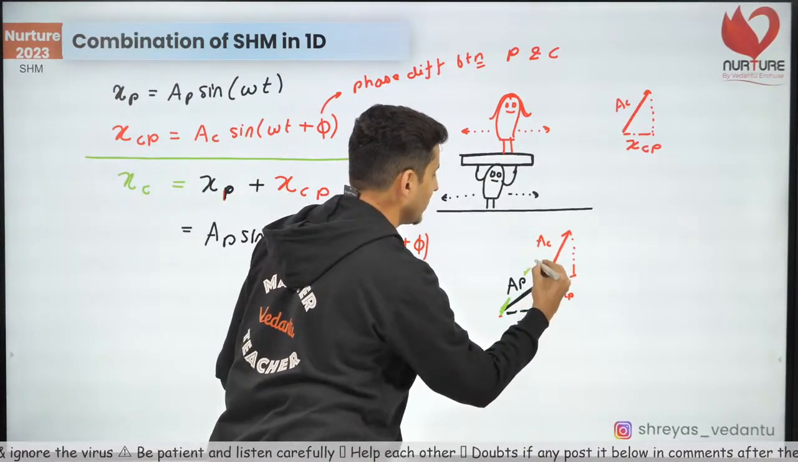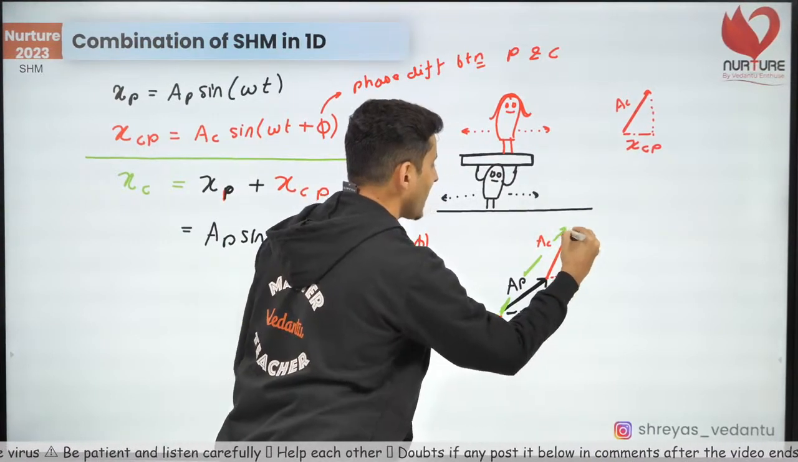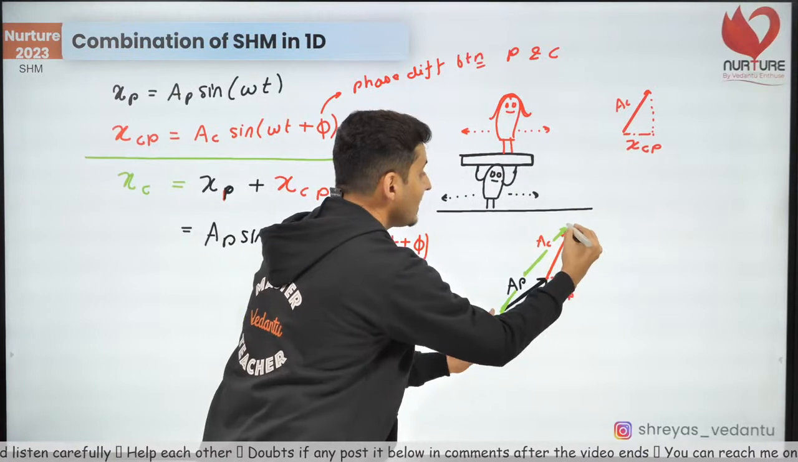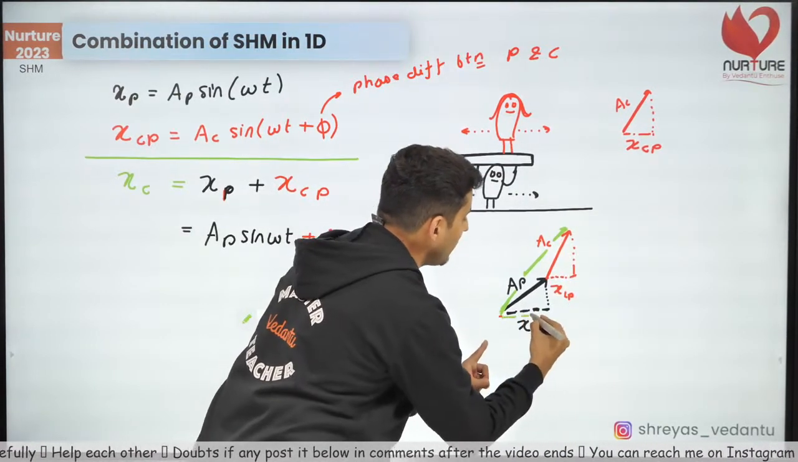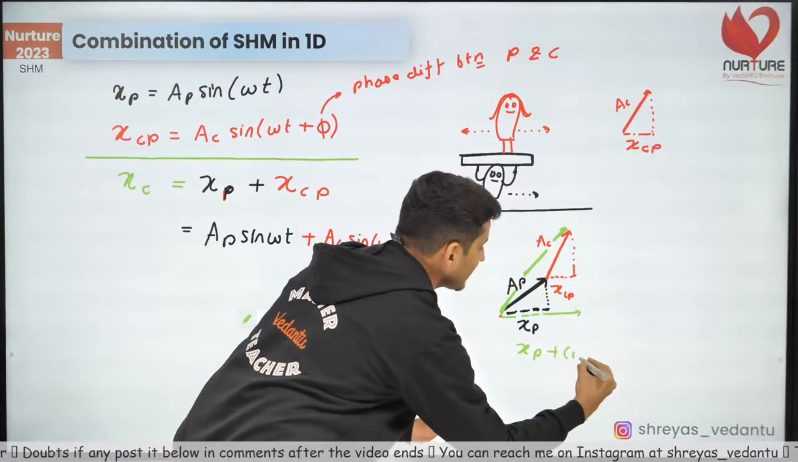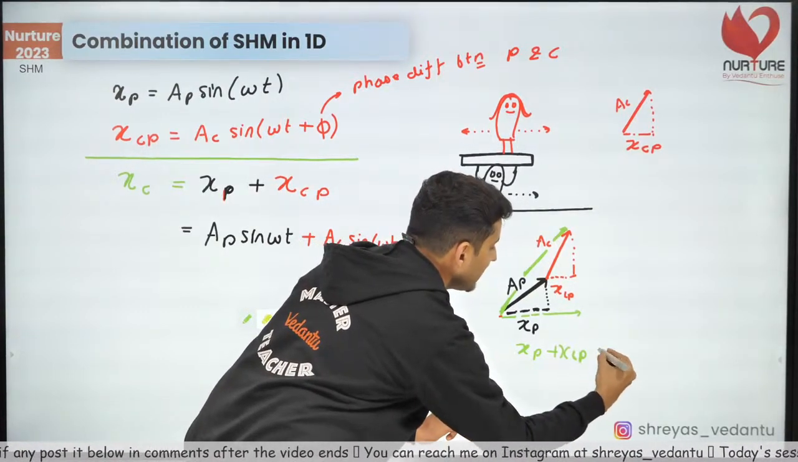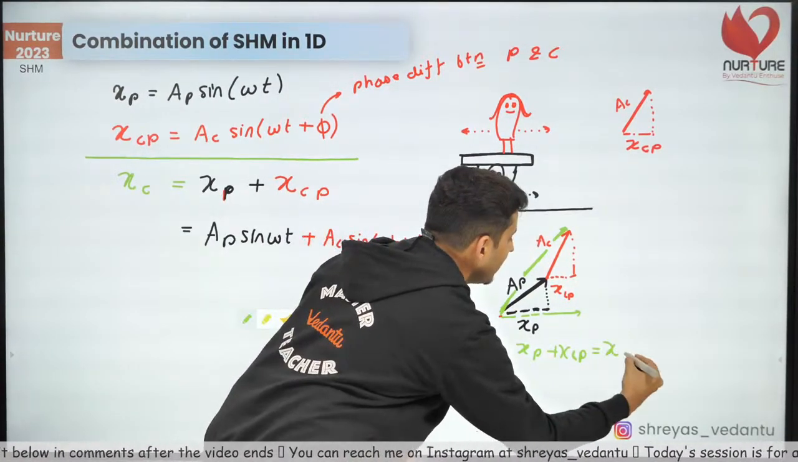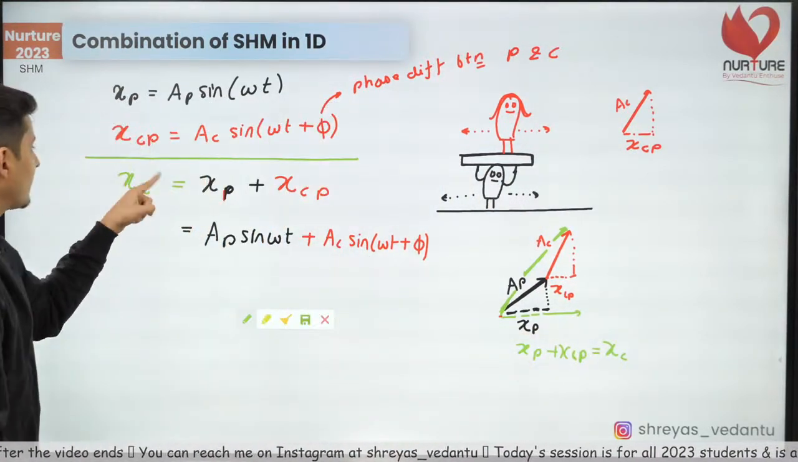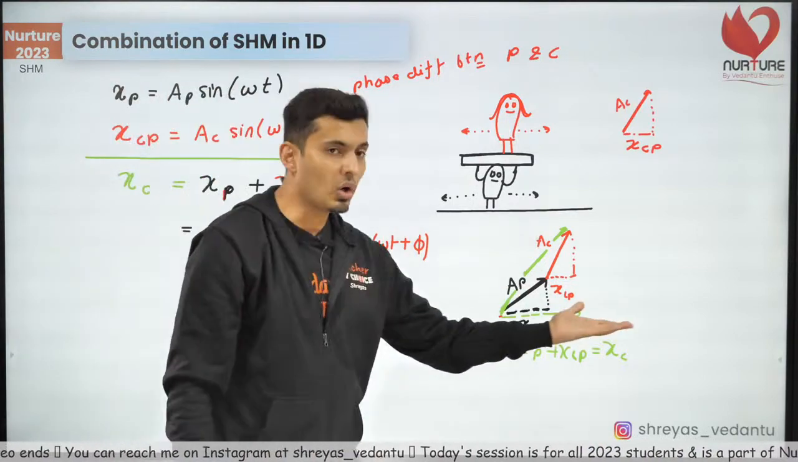Let me just add both of them like this. This total vector, whatever it is, its x component won't it be xp plus xcp, which is exactly what you want, xc? Isn't this exactly what you want, the xc value? Got it?